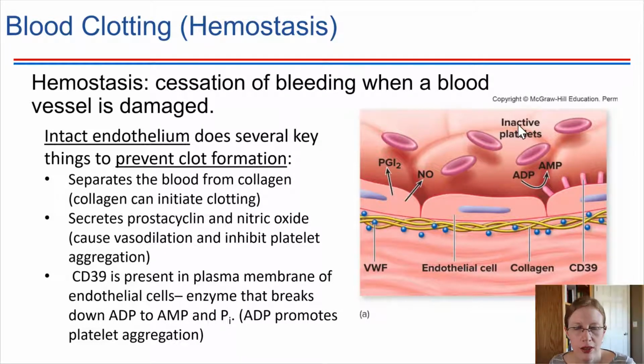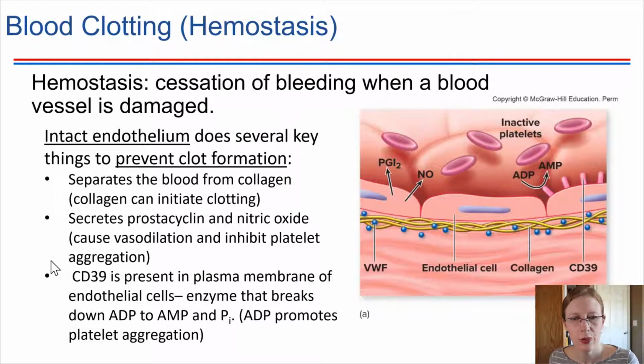The other thing that intact endothelium is doing is it's secreting a couple of things. It's secreting a prostaglandin called prostacyclin, and it's also secreting nitric oxide. And this is just a normal process in maintaining blood flow to that region. These things also inhibit platelets from sticking together. So it helps the platelets to stay as individual platelets in the blood.